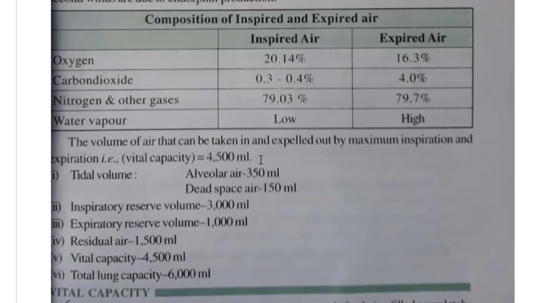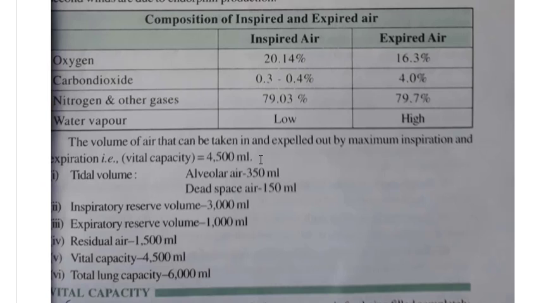Carbon dioxide: when we take air in, the amount of carbon dioxide was 0.3 to 0.4%, but when we are giving out, about 4% of carbon dioxide we are removing, and nitrogen and other gases remain as they are. Water vapor: the water vapor content when we exhale is more. The volume of air that can be taken in and expelled out by maximum inspiration and expiration is 4500 milliliters. So the volume of air that we take in one go is about 4500 milliliters.